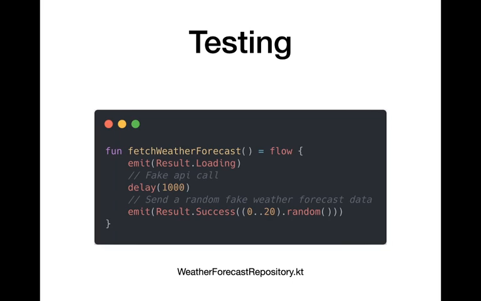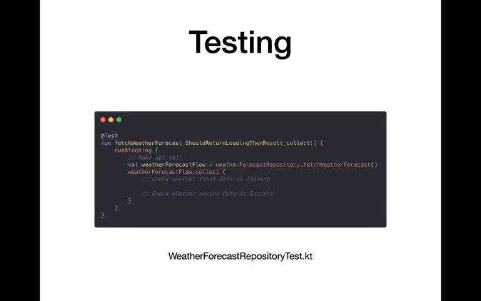Now we have this function in our repository, which first emits loading, waits for 1 second, and then emits a random success value. This is not a suspend function. So in our test, to call that function, we don't need a coroutine scope. But since we are going to collect the result from the flow, we need runBlocking here. And how you collect is like this. The way you collect in the UI, you just collect in the test like this too. So you collect the data from the flow.